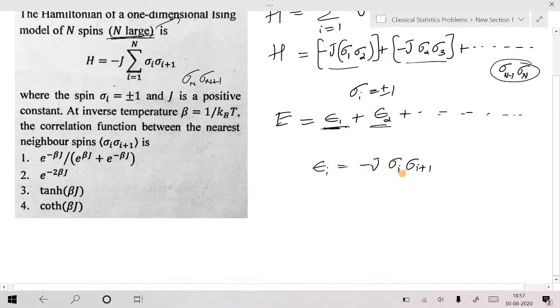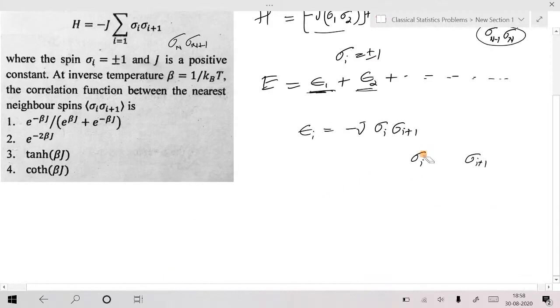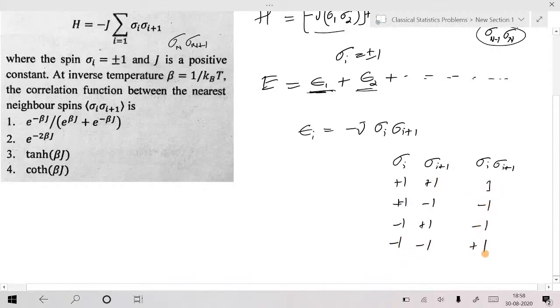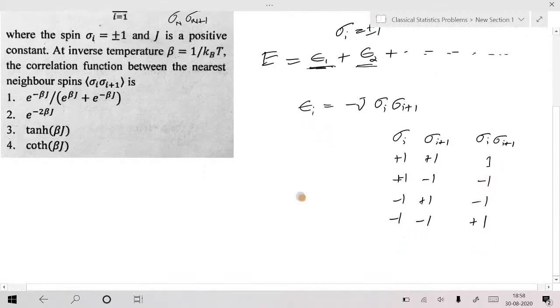Let me check it again. I'd better put a table, am I right? Sigma i into sigma i plus 1: plus 1 plus 1, plus 1 minus 1, minus 1 plus 1, minus 1 minus 1, am I right? You will have plus 1, you will have minus 1, minus 1, plus 1. So you get two positive products here, which correspond to, let me call that one E1.